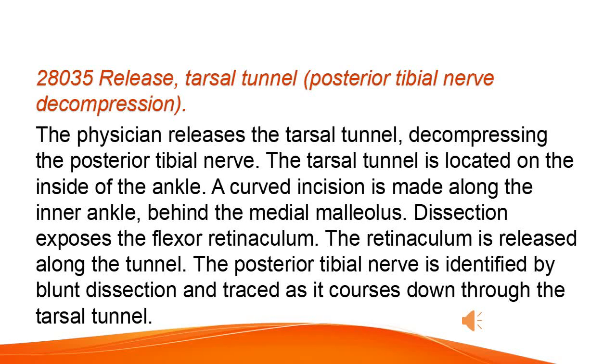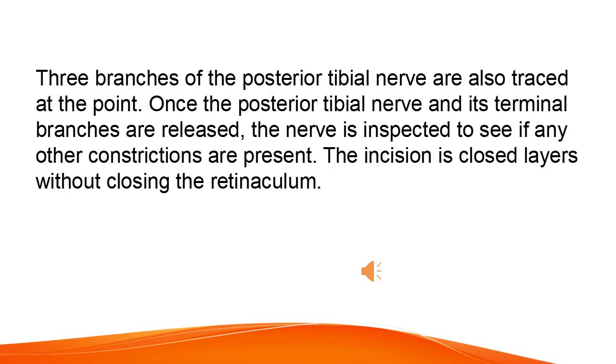The posterior tibial nerve is identified by blunt dissection and traced as it courses down through the tarsal tunnel. Three branches of the posterior tibial nerve are also traced at this point. Once the posterior tibial nerve and its terminal branches are released, the nerve is inspected to see if any other constrictions are present. The incision is closed in layers without closing the retinaculum.